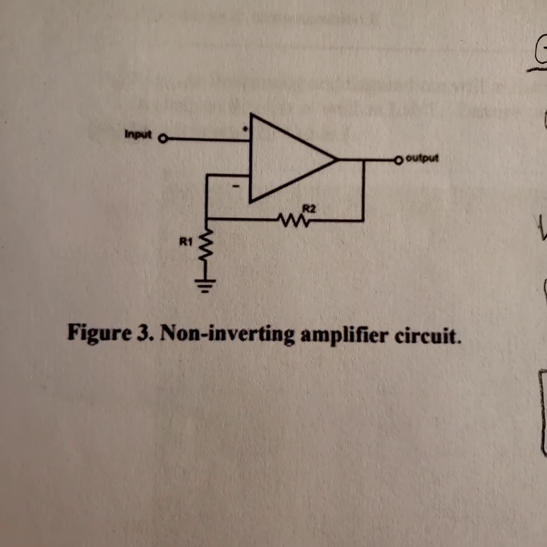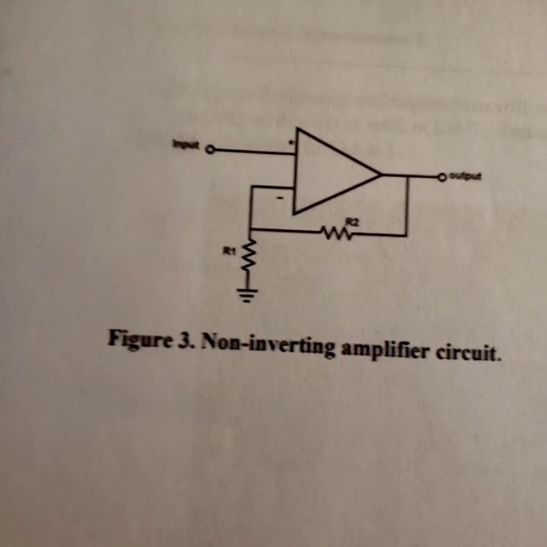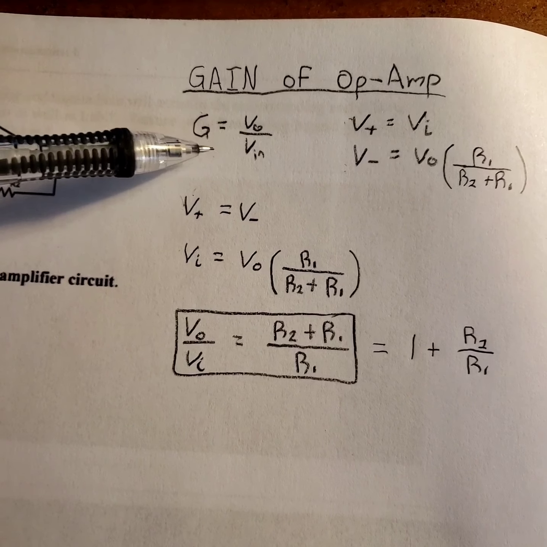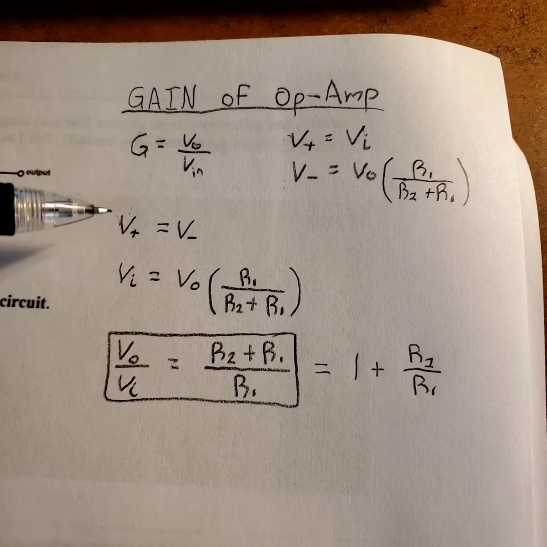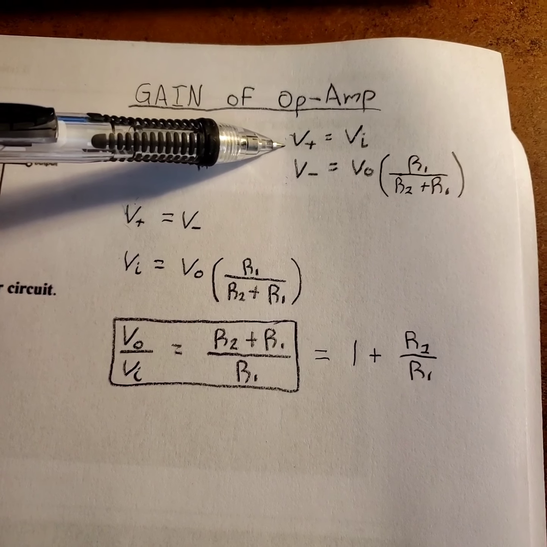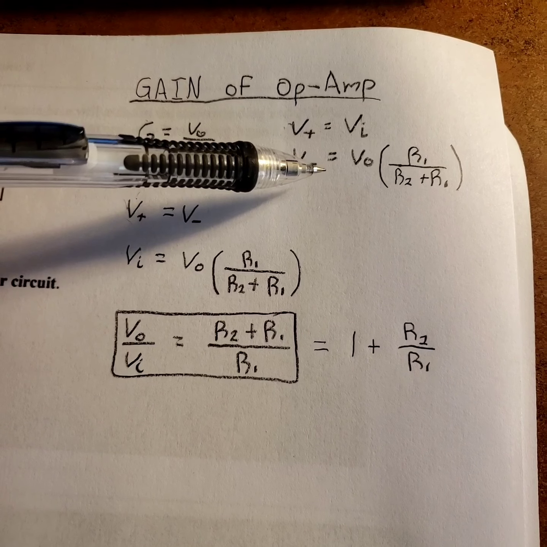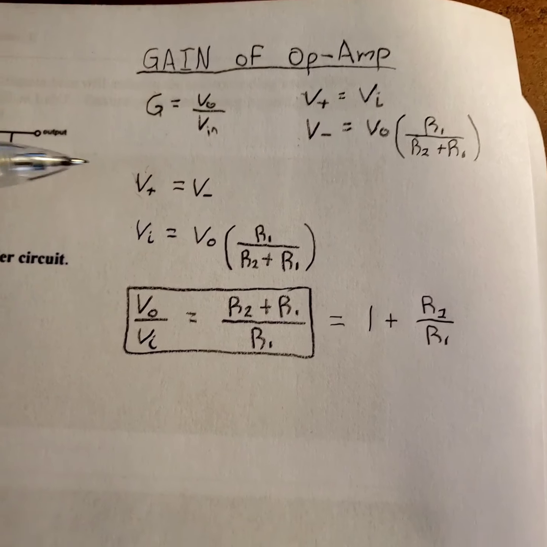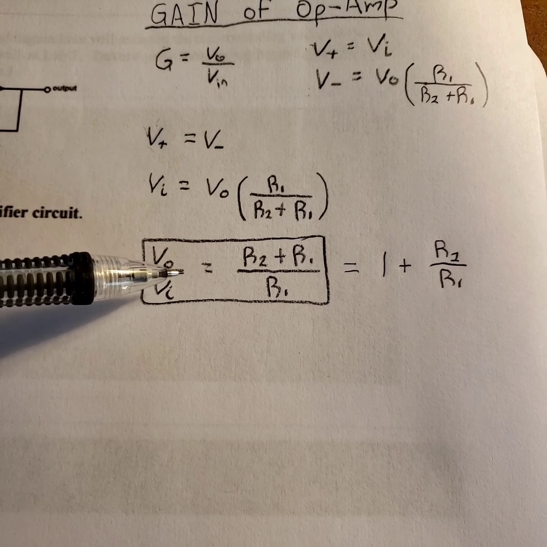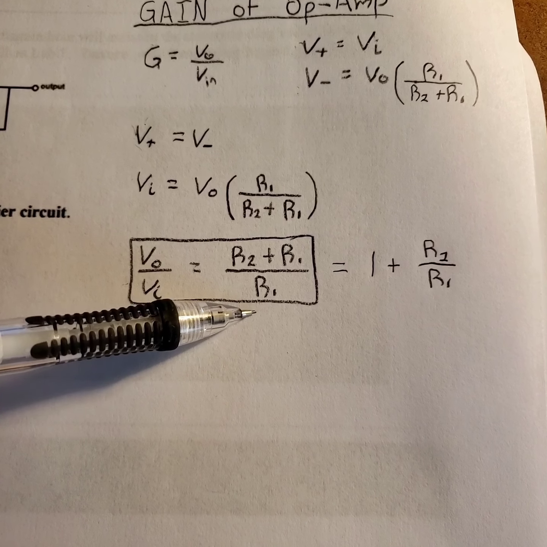For exercise 1, we're tasked with finding the gain of a non-inverting amplifier circuit shown below. Using these equations, I solved for the gain, so we know that gain is equal to V out over V in. For an op amp, V plus is equal to V minus. And in this specific circuit, V plus is equal to V in, and V minus is equal to V out over the ratio of R1 over R2 plus R1. And solving for those two, we get gain is equal to R2 plus R1 all over R1, or 1 plus the ratio of R2 over R1.